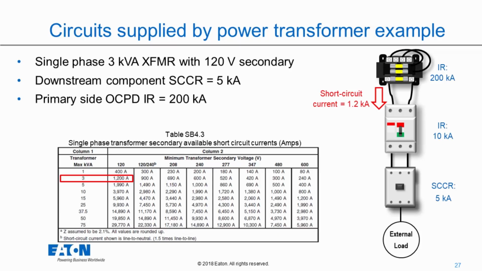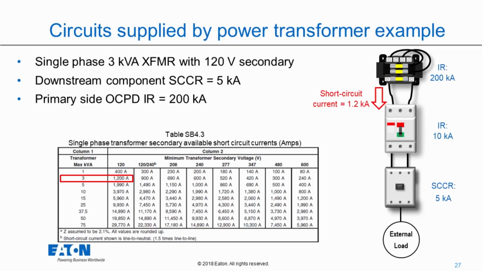In this example, I have a single phase 3 kVA transformer with 120 volt secondary. Downstream from it, I can see I have a component that has a 5 kA rating, and I've got this breaker that has a 10 kA rating. I'm going to go to table SB 4.3, because that's for single phase transformers. I'm going to find my 3 kVA transformer, 120 volt secondary, and it'll tell me the secondary available short circuit. In this case it is 1200 amps, or 1.2 kA. So I take that 1.2 kA and compare it to 10 kA and 5 kA, and last time I checked, 1.2 was less than both 10 and 5.